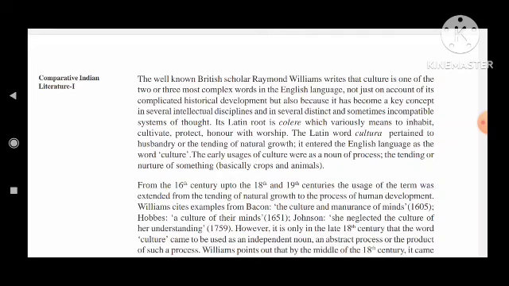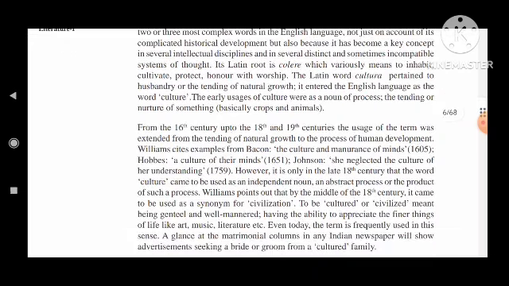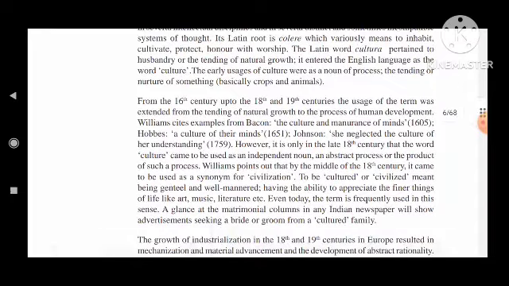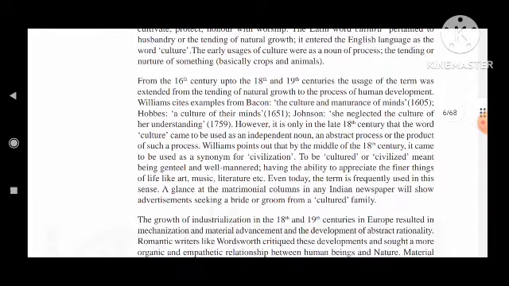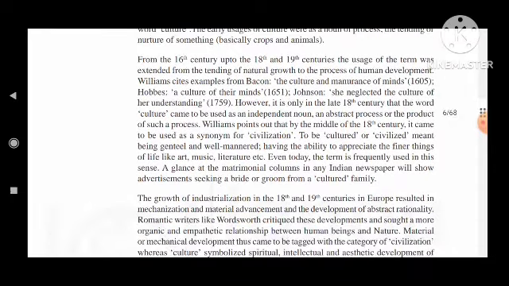The early usages of culture were as a noun of process, the tending of something, basically crops and animals. From the 16th century up to the 18th and 19th century, the usage of the term was extended from the tending of natural growth to the process of human development.